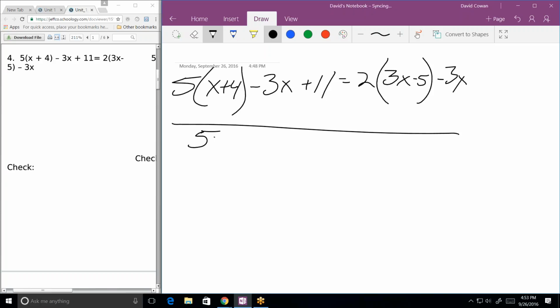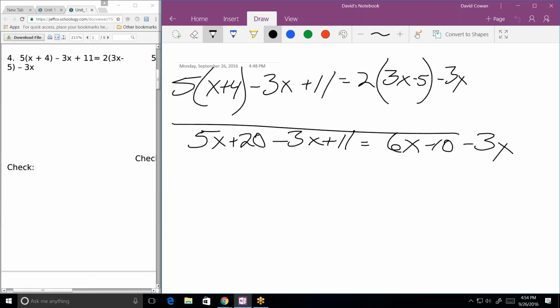5x plus 20 minus 3x plus 11 equals? Equals 2, or no, equals 6x minus 10 minus 3x. Okay, now what? Combine like terms. Yes, perfect. I was just going to say that exact expression.